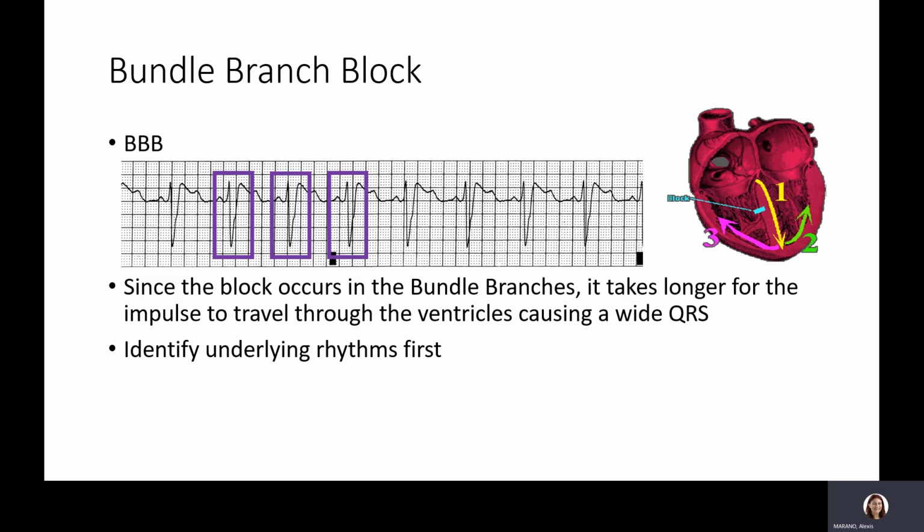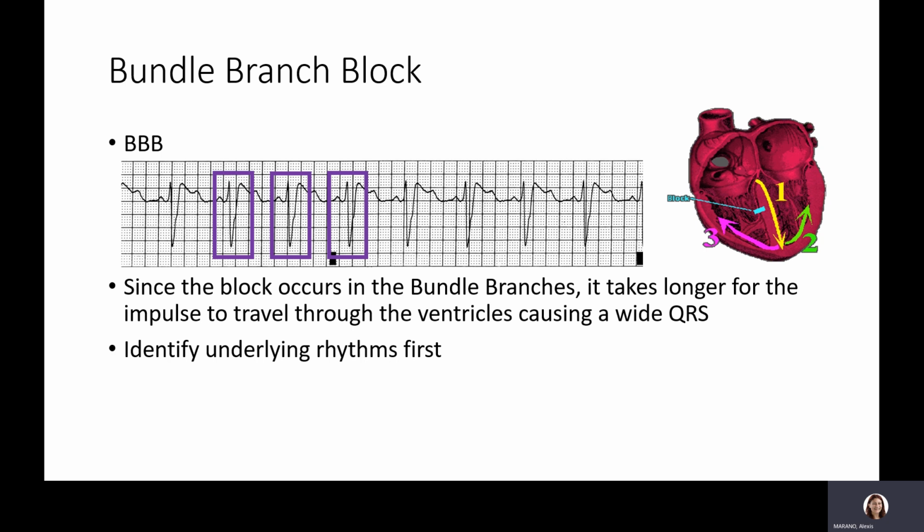Electricity starts in the SA node and it travels all the way down. Once it gets to the bundle of His, it only goes down one side, the bundle branches, one side or the other. Now you don't need to know left block versus right block. That's a little bit more advanced. Just know you're going to see a wide QRS if this happens. So take a good look at this picture. You can see you have a P wave and a wide QRS.